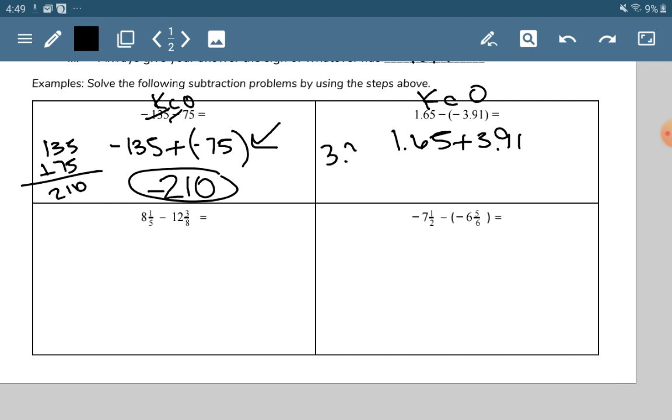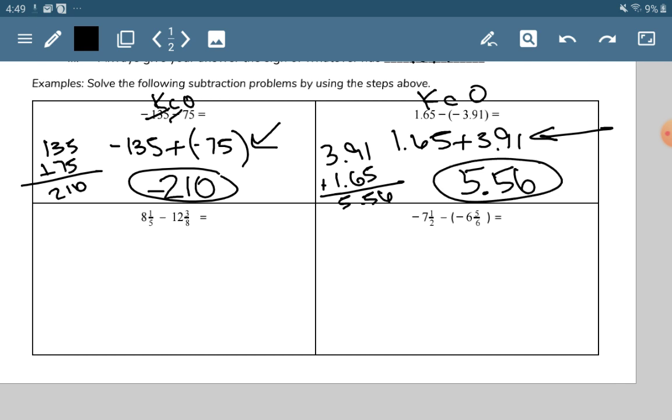With decimals, we need to line up our decimals. So that's exactly what I'm going to do. When you add straight down, you are going to get 5.56. Again, if I stopped there, there's a 50% chance I'm wrong because I need to go back to my addition problem to figure out my sign. Both my numbers are positive. My bigger number, 3.91, is positive. Therefore, my answer is going to be positive.